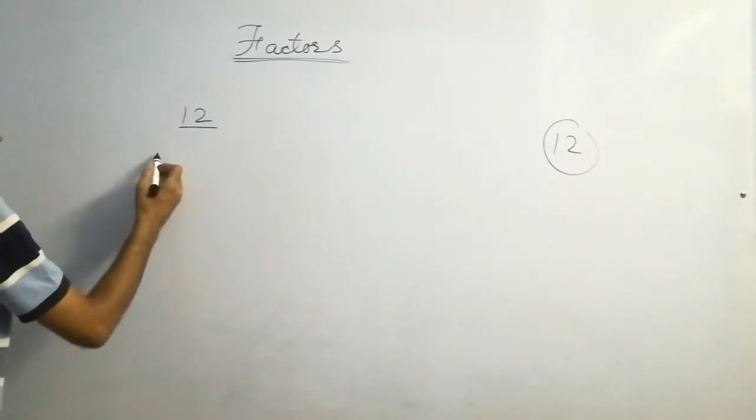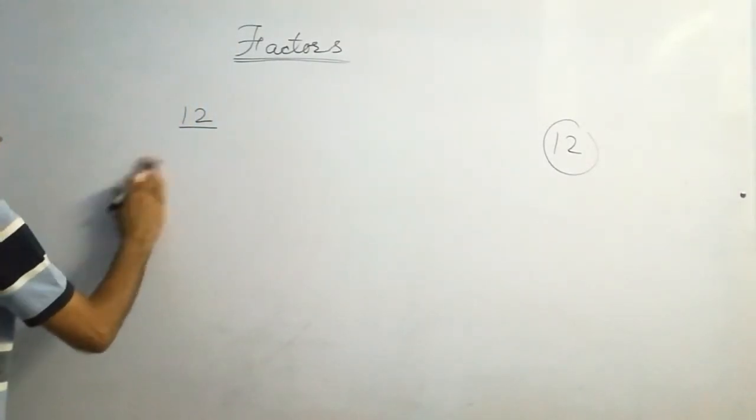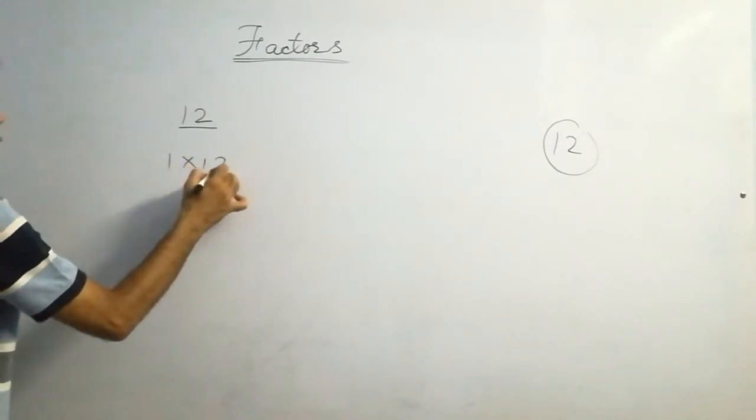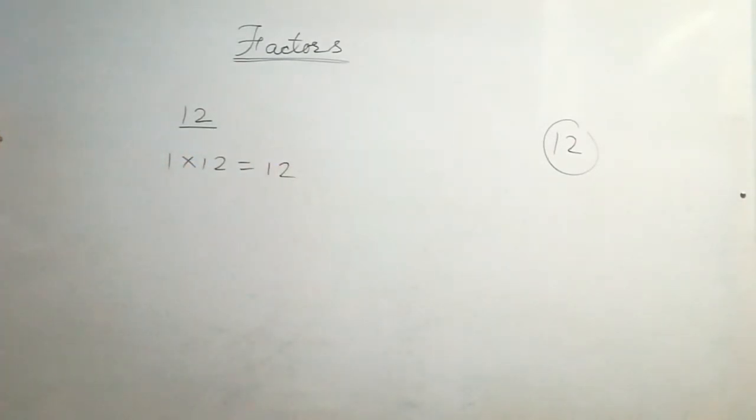Then first you have to write 1 into 12 equal to 12 in this way. Okay, this method is very important to find the factors of a number.